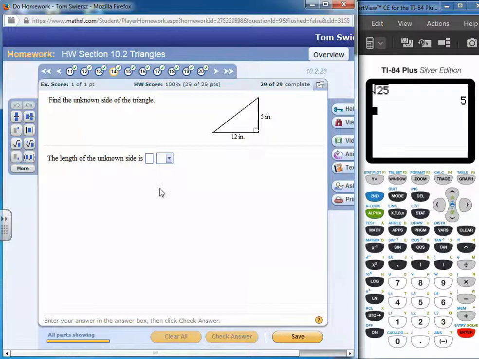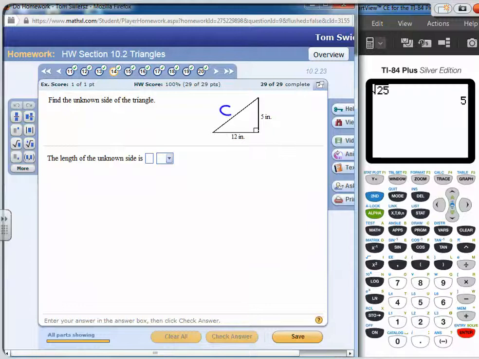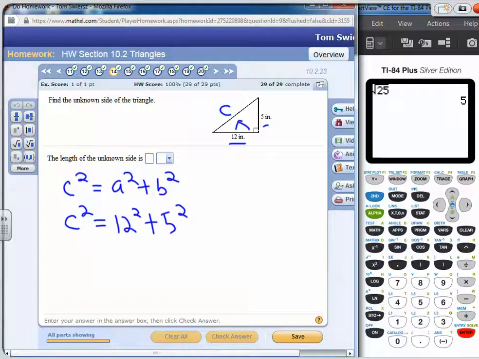All right, number 14, similar problem. We have a right triangle, correct? So we know we can apply the Pythagorean theorem. C is missing because it's the side opposite the right angle, correct? So c squared is equal to a squared plus b squared. C is missing. A is one leg and b is the other leg. The order doesn't matter, so it's 12 squared plus 5 squared.